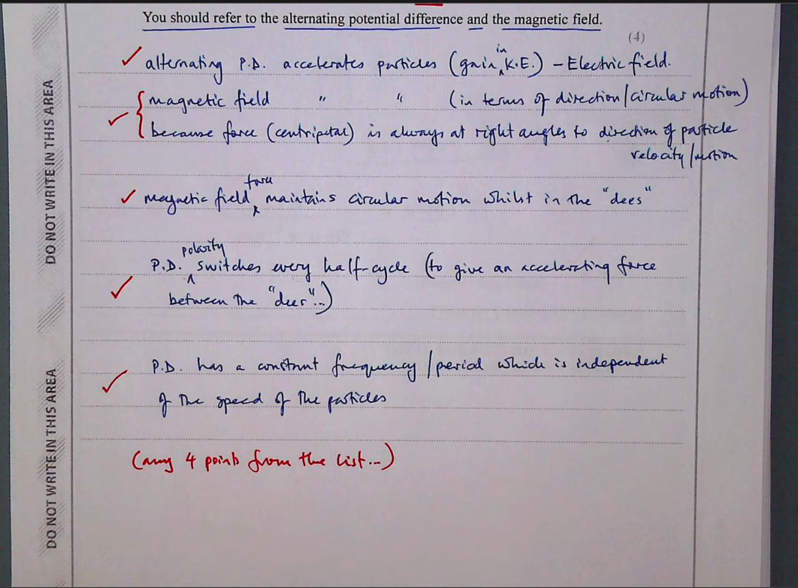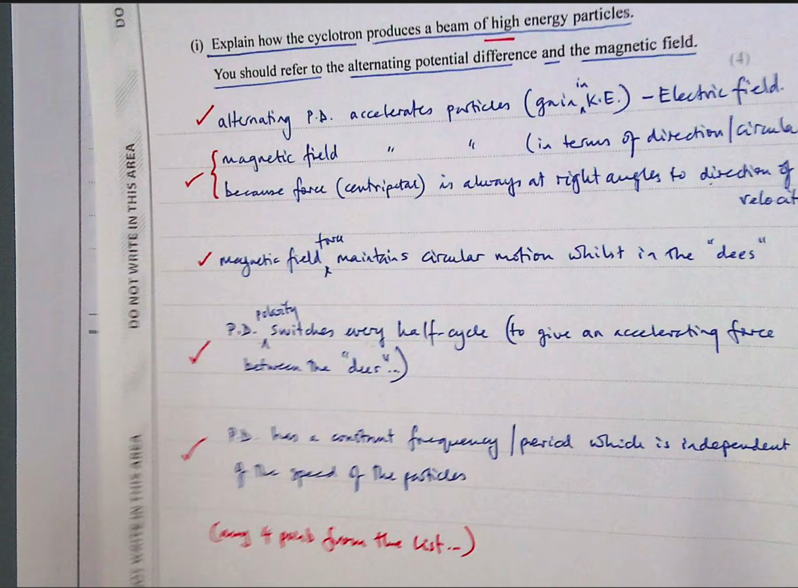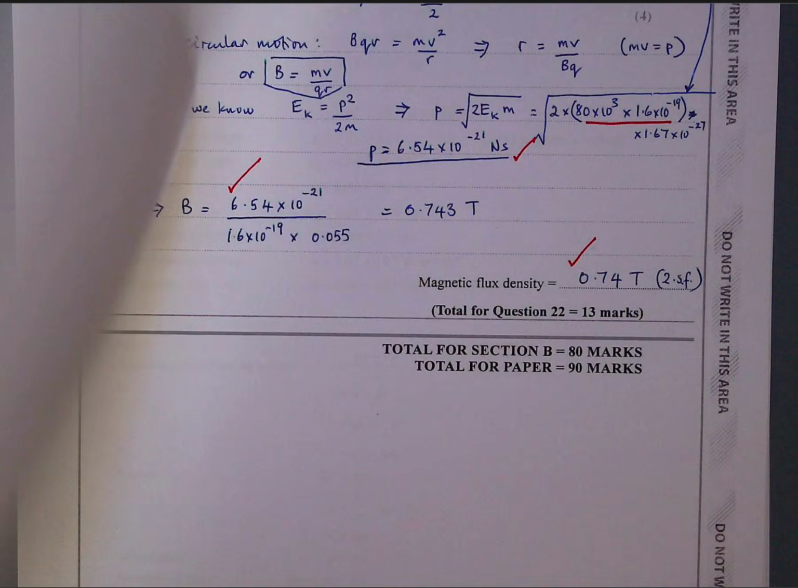Basically, it's been designed so as the particle speeds up and has a bigger distance to travel, they've made it just right, so each time it crosses from one D to the other, it speeds up, and that's how you get a high energy beam of particles. Okay, so any four points from the list I've shown you.